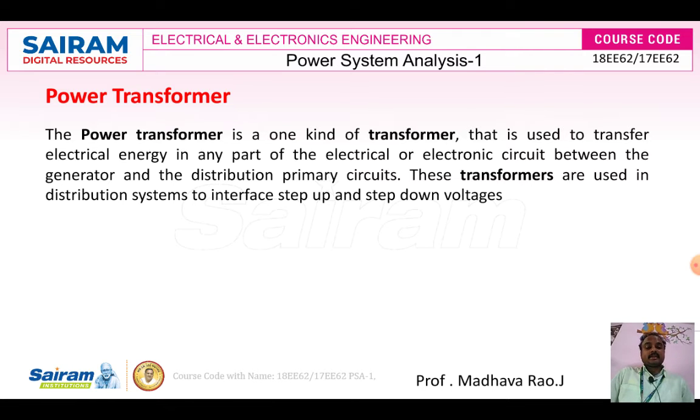So transformer is a static device. There are no rotating parts. Transformer does not have any rotating parts, and it is a highly efficient device. Transformer efficiency is high compared to generator and motor. The transformer efficiency is about 99.99%, and the transformer transforms electrical energy from one circuit to another circuit without change in frequency. So frequency should be constant always. So using that, transformer transforms electrical energy from one circuit, the primary circuit, to another circuit, the secondary circuit.